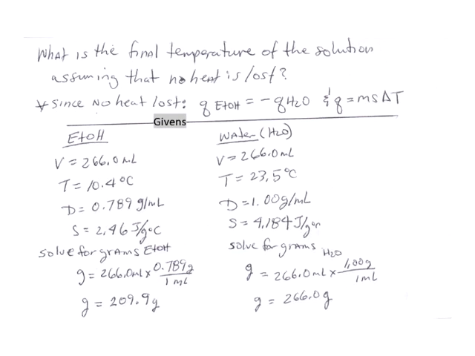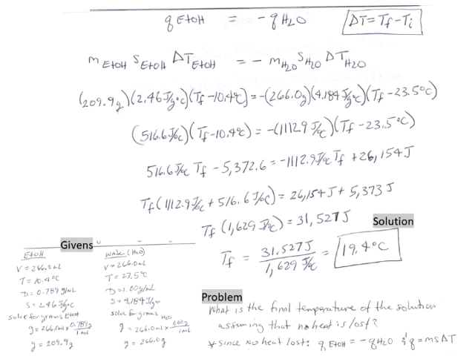So we have the grams now of ethanol. To get the grams of water, we do the same type of calculation, convert mL to grams, and that's a straightforward dimensional analysis. 266 mL equals 266 grams of water because the density of water is 1. So now that we have these converted to grams, we can now start to use our Q equals m s delta T equations. Now here's the trick and here's the key.